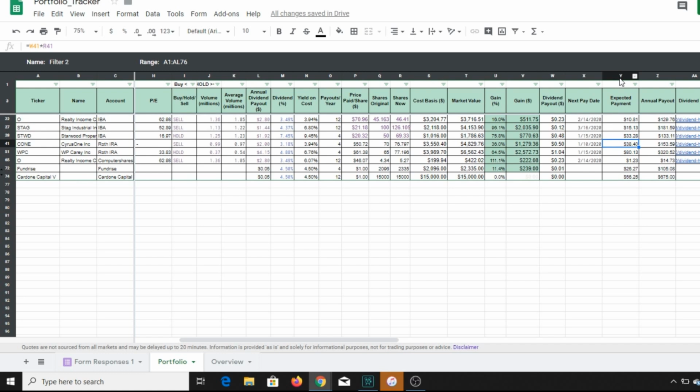CyrusOne also pays four times a year, gives me about $38 a quarter, $153 every single year. This has grown as well, almost 7 shares or almost a 10% increase in share count just over the past 2 years or so. Relatively lower yielder in terms of real estate investment trusts, but it has continued to try to grow the dividend relatively swiftly over the past couple of years. Yield on cost is just under 4%.